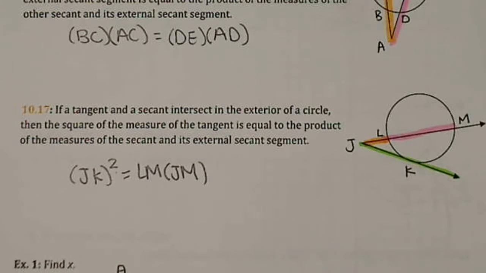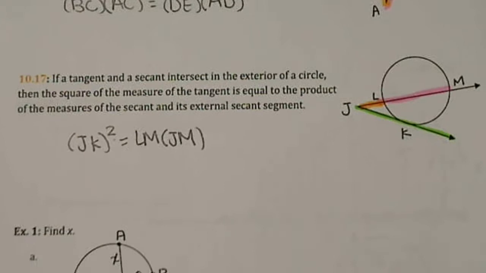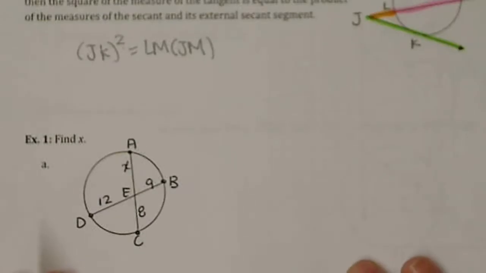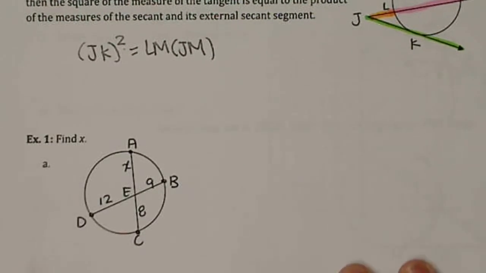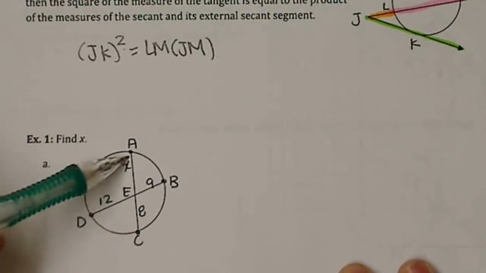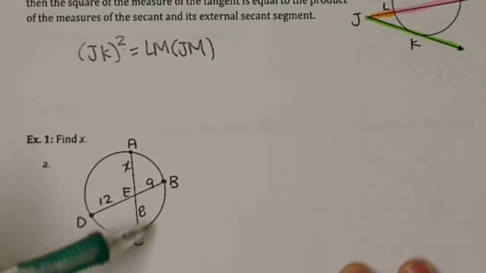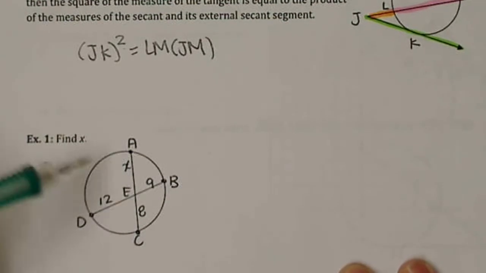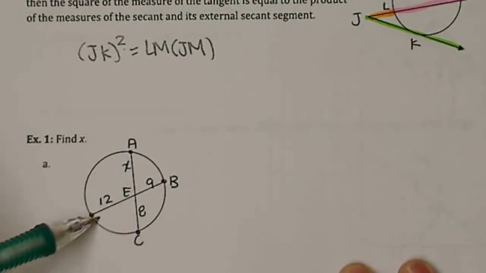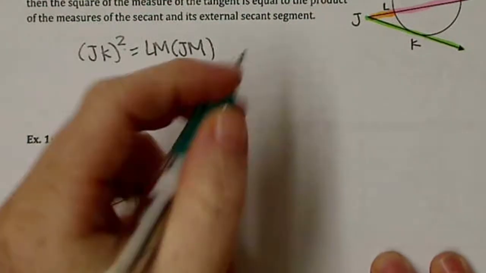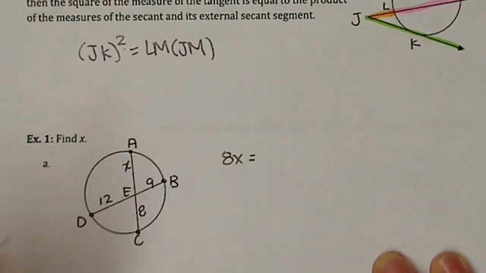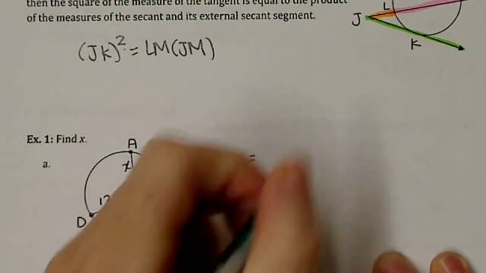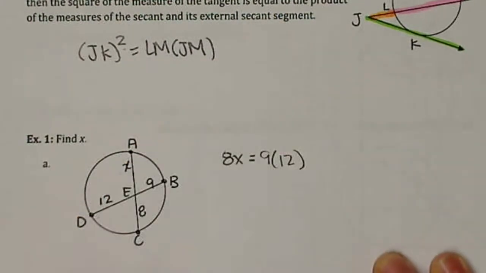So all of these are pretty much saying the same thing, that if you have a secant or a tangent, the product of those are equal. So we're going to use that to find x in our first example. We're going to use our first theorem that we talked about. We said that if they intersect in a circle, and they do, then the product of these two pieces are equal. So x times 8, or 8x, is equal to the product of 9 times 12.